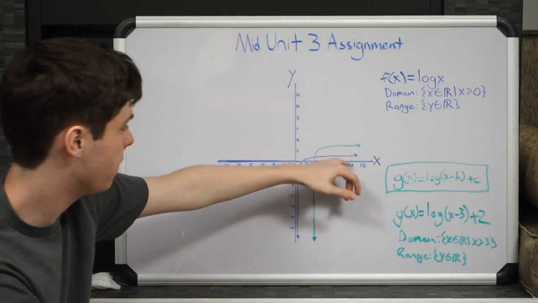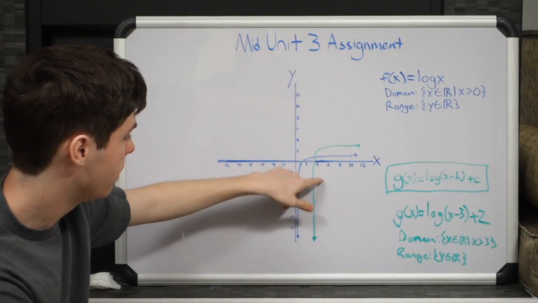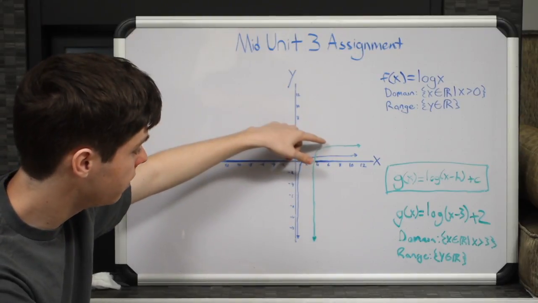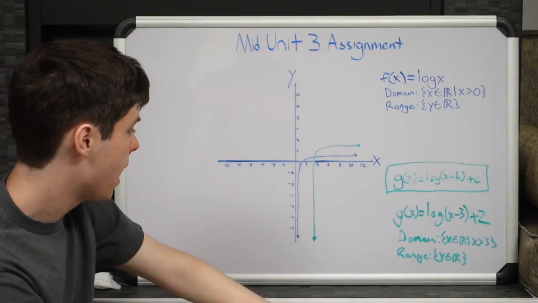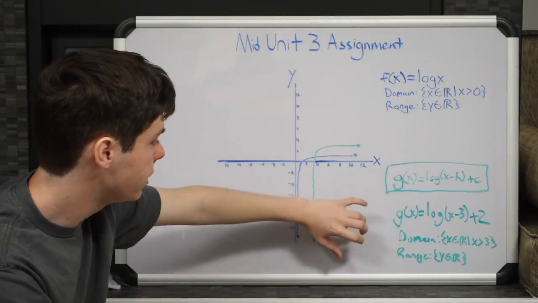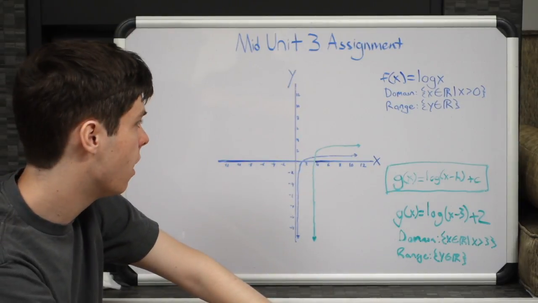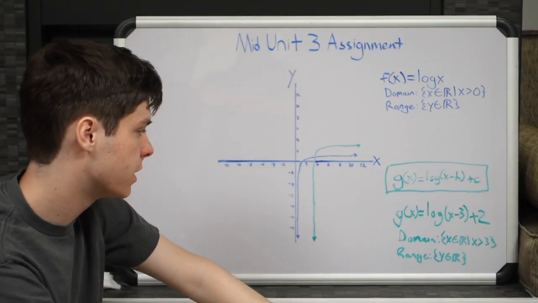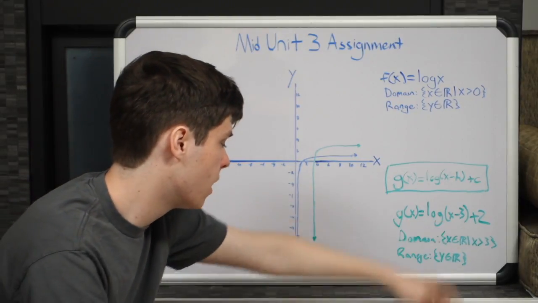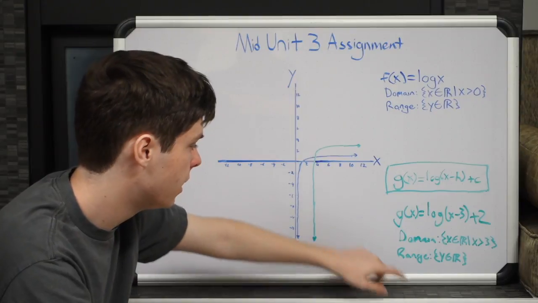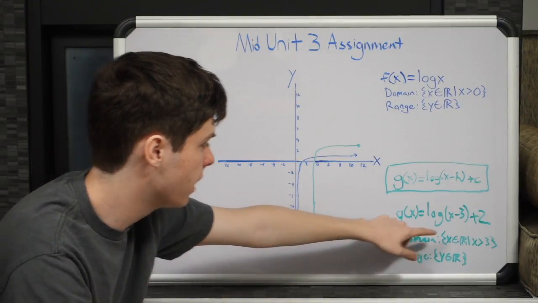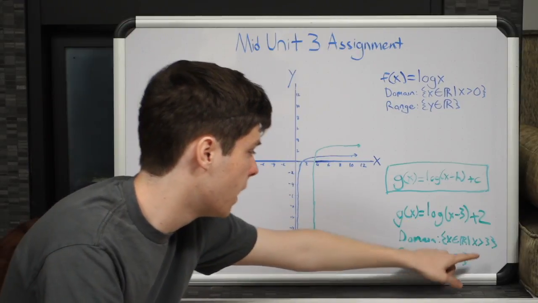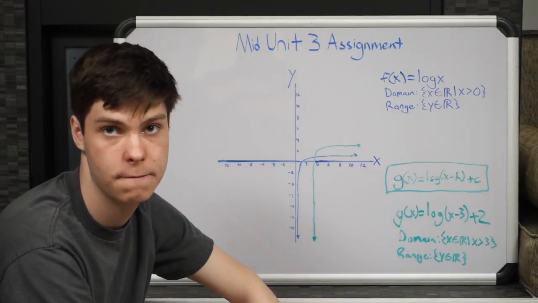So the blue is the parent function, and g of x is translated 3 units to the right and 2 units up. And so the range stays the same for both functions, but for g of x with the vertical and horizontal translation, the horizontal translation affects the domain. Because it was 3 units to the right, x has to be greater than 3.